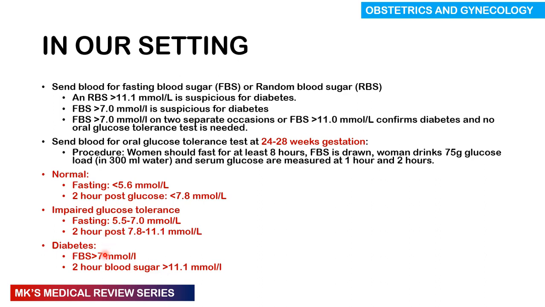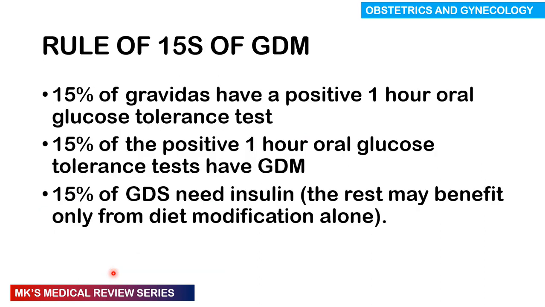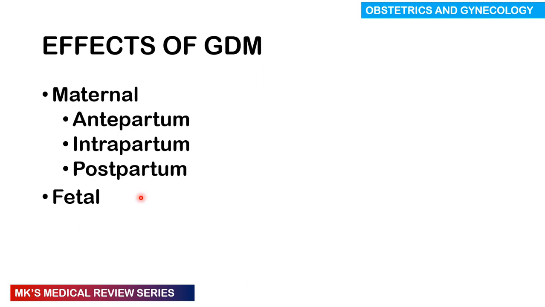If their fasting blood glucose is greater than 7, or the 2-hour blood glucose test is greater than 11.1, then they are considered diabetic. So there is a rule of 15 in gestational diabetes mellitus. 15% of gravidas have a positive 1-hour glucose tolerance test. 15% of the positive cases are going to develop gestational diabetes mellitus. Then 50% of those that develop gestational diabetes mellitus are going to need insulin. The rest are going to benefit only from dietary modifications. Now, what are some of the effects of gestational diabetes?